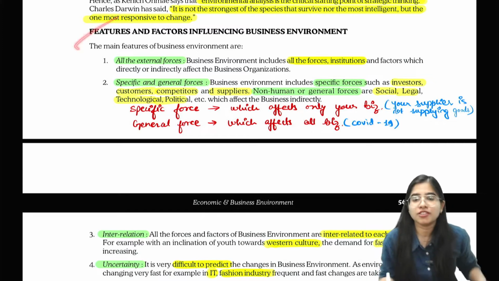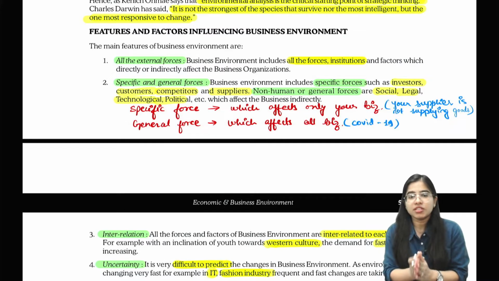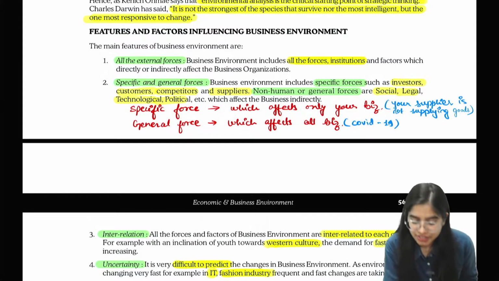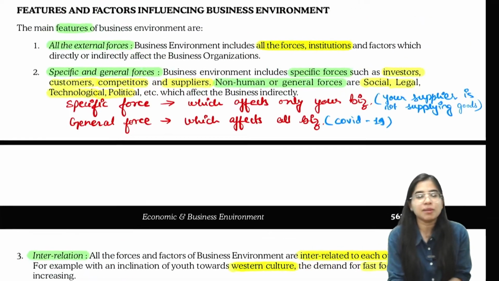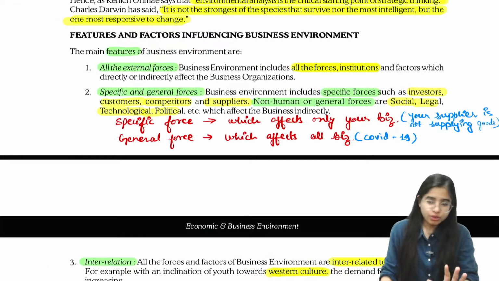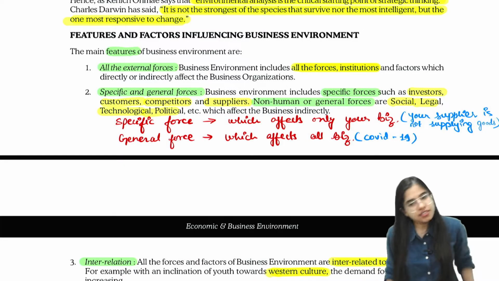Now the next topic is the factors affecting your business environment. What factors affect your business environment? Sorry, not factors, features. Features of business environment. I'm really sorry. What are the features of business environment? First is, it is external forces. Now again, I told you, some people are saying that environment includes both internal and external forces.